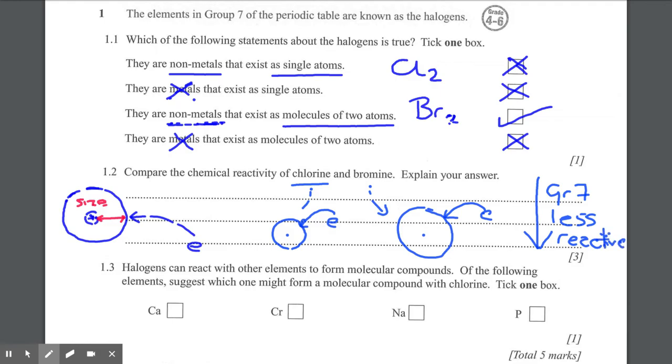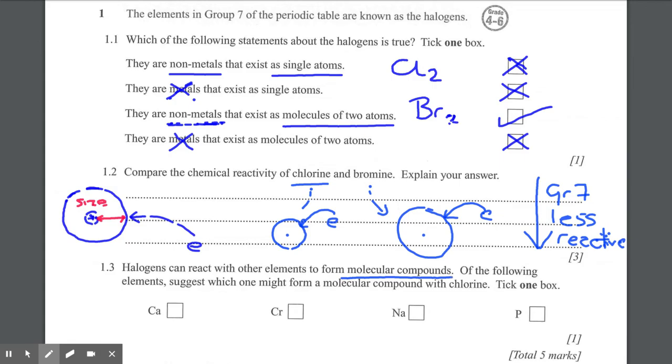Okay, so question 1.3. Halogens can react with other elements to form molecular compounds. Of the following elements, suggest which one might form a molecular compound with chlorine. We can only tick one of the boxes. Now, we know that group 7 elements will also form ionic compounds. These are not molecular compounds.